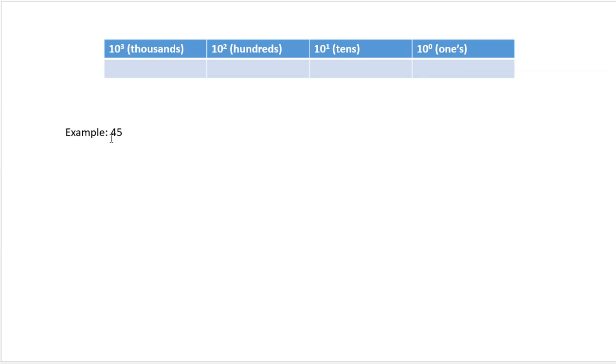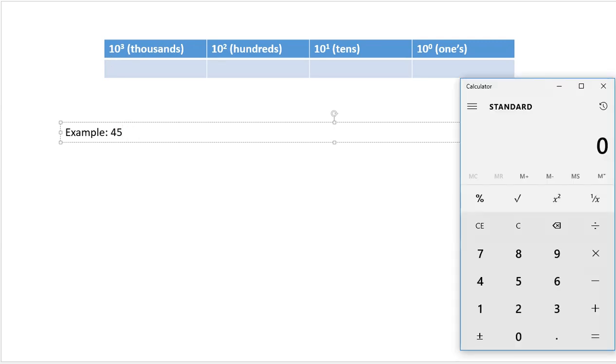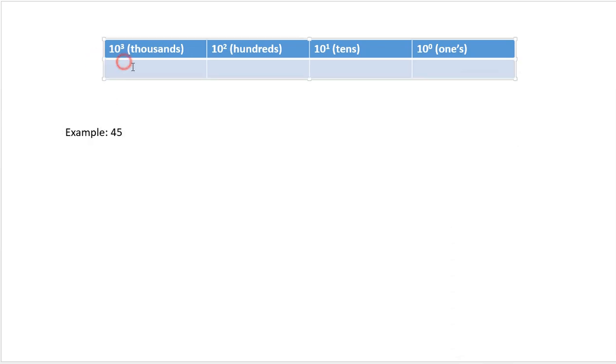The way we do this is we look at how many times 1,000 goes into 45. We're always going to use rounded numbers. It doesn't go into it any times. If we put it through the calculator, 45 divided by 1,000 is 0.045, nothing happens. So we just place a little 0 in this column. If we were doing binary, this would be 4 bits, but we're counting base 10.